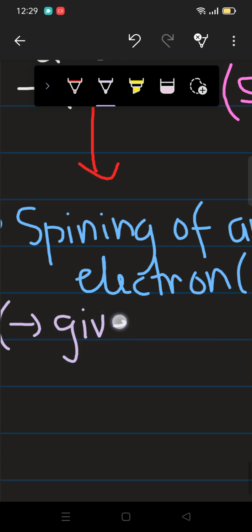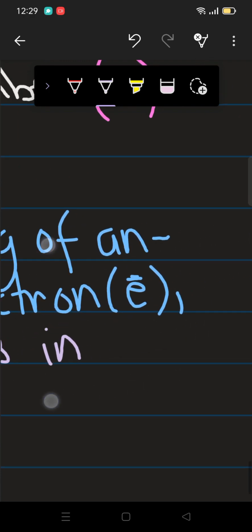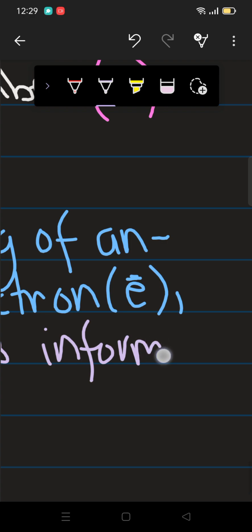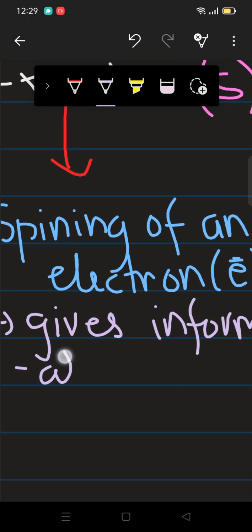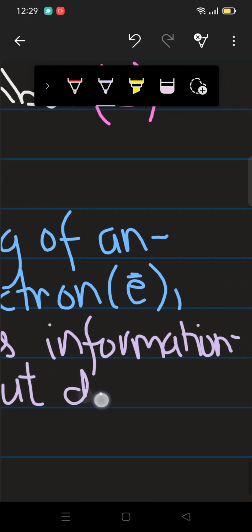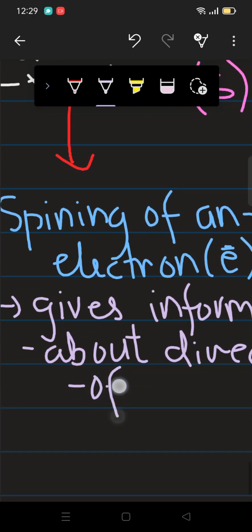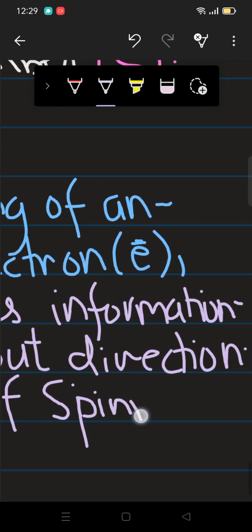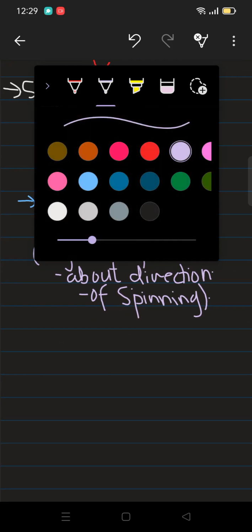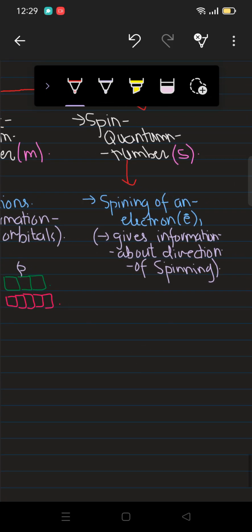It gives information about the direction of spin. That would be a very nice word here, right? Direction of spinning. In which direction it would be spinning. So the spin quantum number is going to tell us about the spinning of an electron.